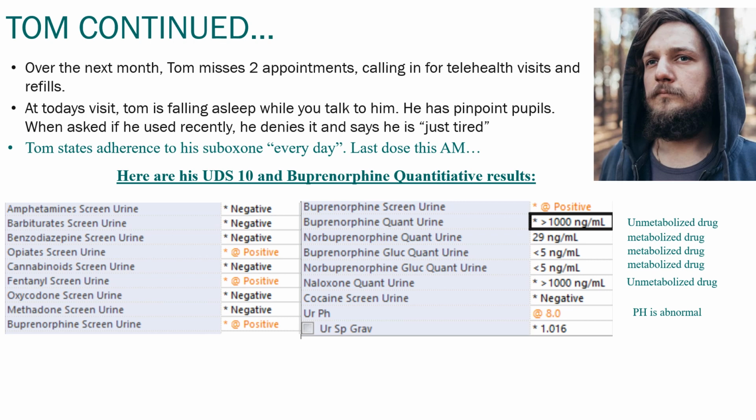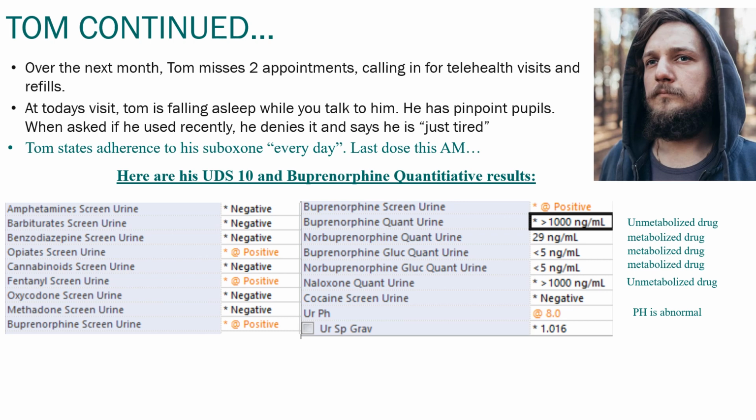Well, we're a little suspicious here, so we order a quantitative buprenorphine urine test. And on that quantitative result, we see something concerning. Sure, he has buprenorphine in his urine, but all of the buprenorphine seems to be the unmetabolized drug. There's only a tiny amount of the metabolized drug, the norbuprenorphine, that's 29 nanograms here.